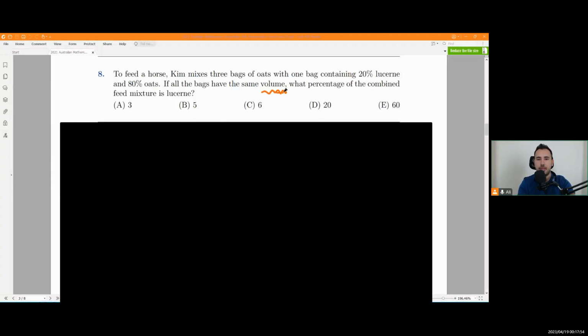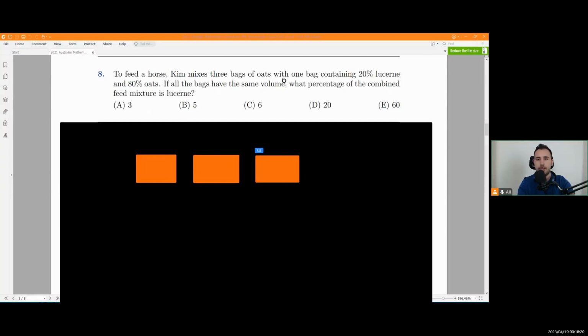First of all, I don't think this word is very accurate. They should have written mass, right? Because after all, we hear about the mass in these combinations. But anyway, let me do something here. We'll have 3 full bags, and all of these are oats. But the last one, 20% of the last one is not oat. It's just that little lecrine, right?